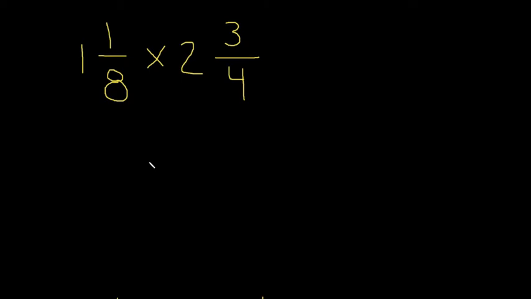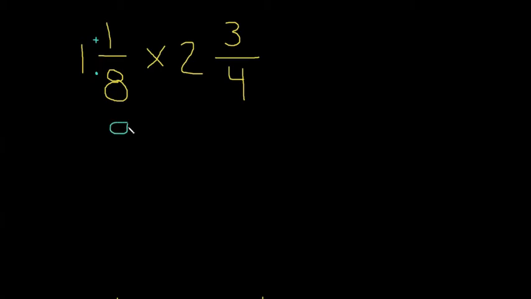My recommendation is always convert mixed numbers to improper fractions. You don't have to, but 90% of the time it'll make the process much simpler and a lot less work. So let's go ahead and we'll pick a color here. We're going to go ahead and convert these. The whole number times the denominator plus the numerator. So 1 times 8 plus 1 is 9.